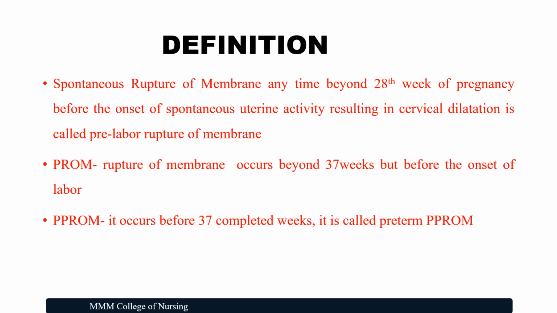Next, if it occurs before 37 completed weeks, it is called preterm premature rupture of membrane. And the next one is rupture of membrane for more than 24 hours before delivery, called prolonged rupture of membrane. These are some of the definitions of premature rupture of membrane.